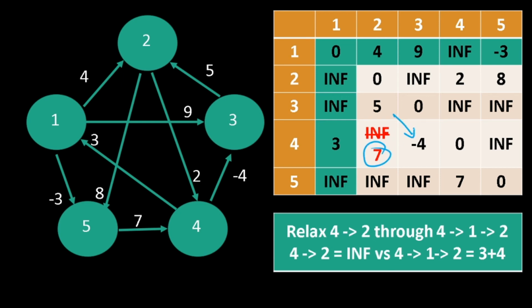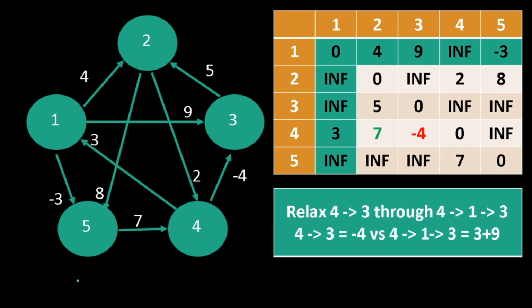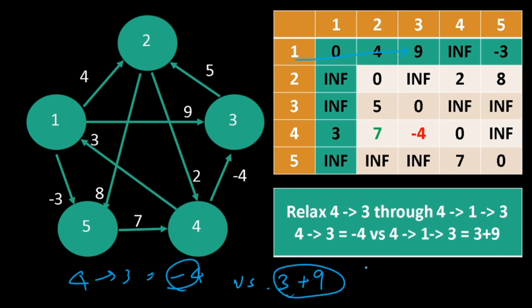Now we'll have to start looking at 4 to 3. 4 to 3 is minus 4, versus 4 to 1, which is 3, plus 1 to 3. 1 to 3 is 9. So we are comparing minus 4 with 12. Minus 4 wins. No need to optimize.